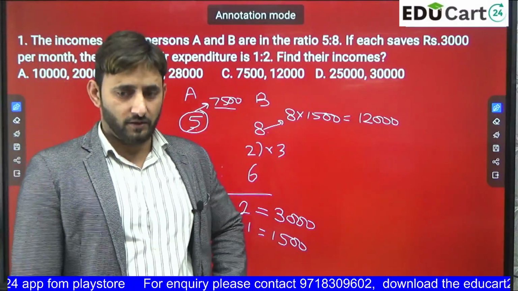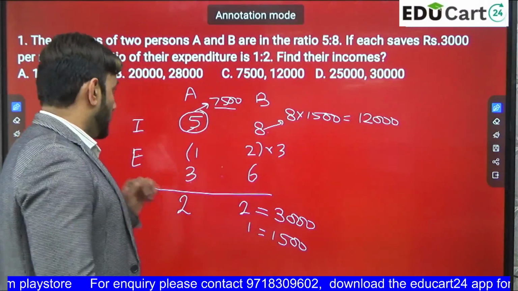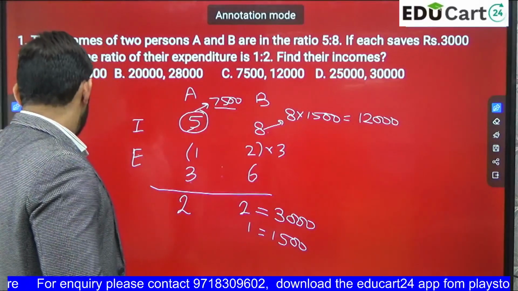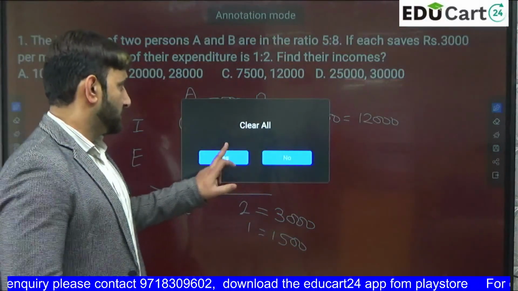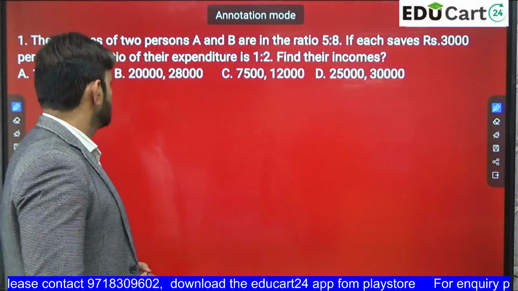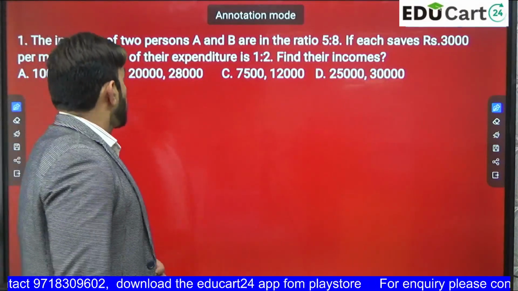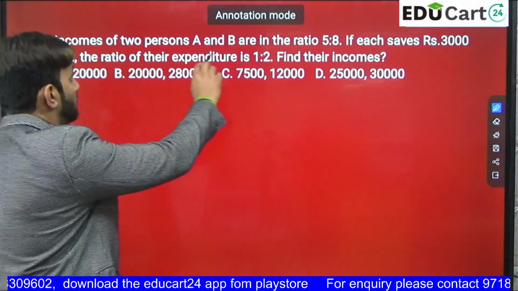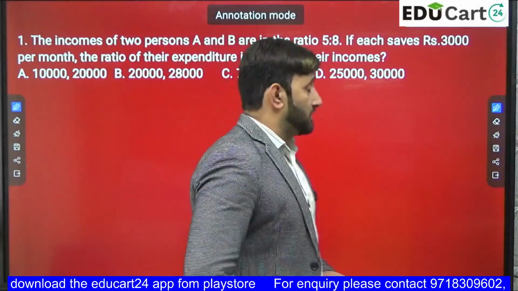Fine, okay. So let me give you another method, the third method. The incomes of two persons A and B are in the ratio 5 is to 8.